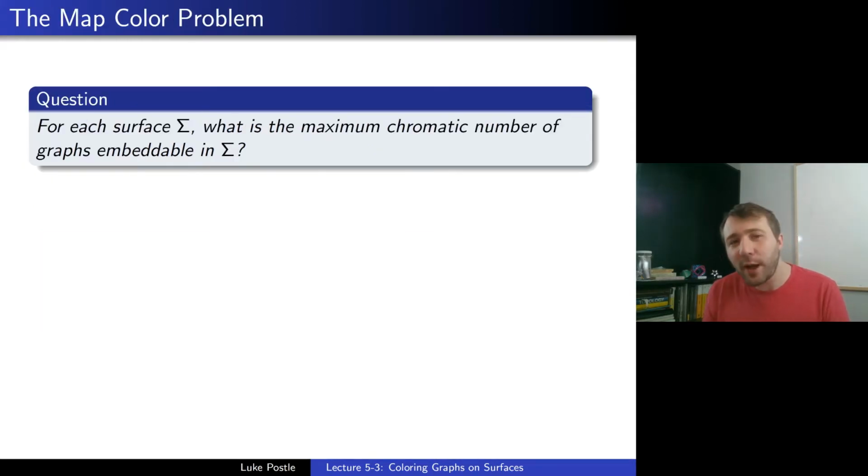So the fundamental problem here, which is called the map color problem, is: for each surface sigma, what is the maximum chromatic number of graphs embeddable in sigma? So generalizing the question from the plane now to all surfaces. For any surface, what's this maximum chromatic number? What is the best upper bound we can have?